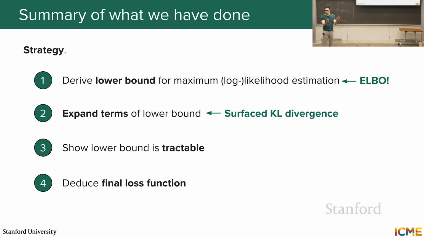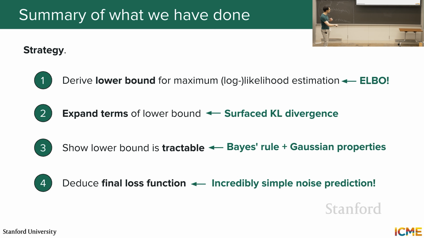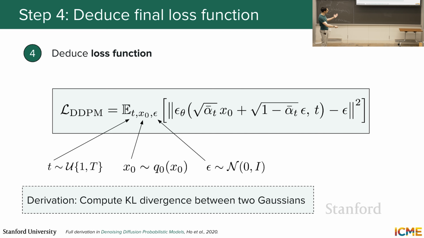There are two parts to it. One is q of xt minus 1 given xt and x0. The other one is p theta of xt minus 1 given xt. We saw that these two terms were tractable. They were Gaussians, and we knew what the means of these two Gaussians were. We have two Gaussians, we know their probability density functions, and we have a KL divergence of that. Then we can compute this whole thing analytically, and as a result end up with a loss that's very simple.